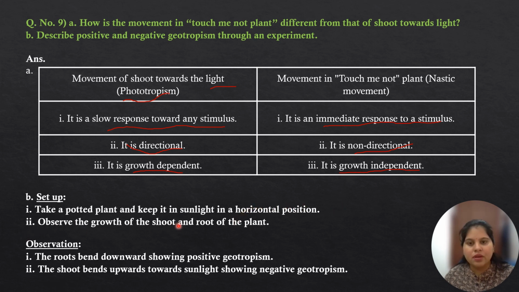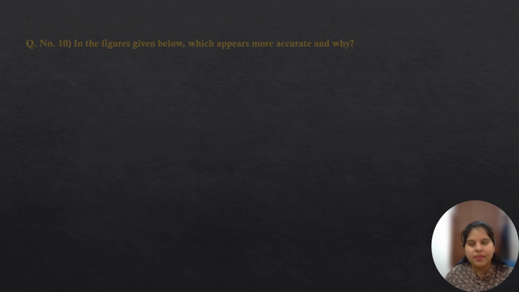And then we will observe the growth of the shoot and root of the plant. What we will observe after some days is the root bends downward, showing positive geotropism because root moves toward gravity, and shoot bends upward towards sunlight, showing negative geotropism. This type of question they can ask in MCQs also. Root shows positive geotropism, shoot shows negative geotropism.